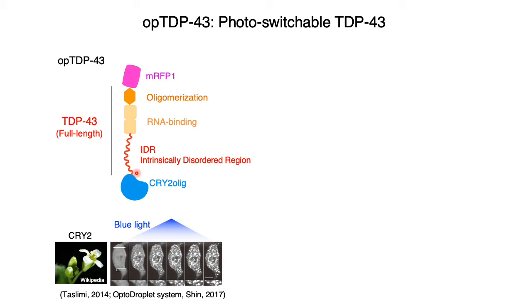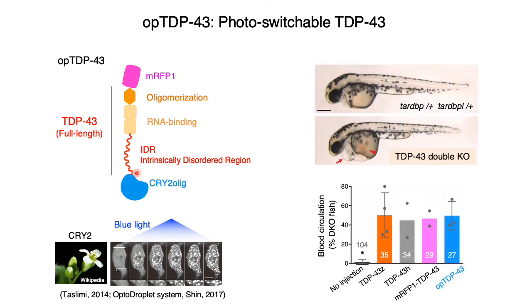So for OP-TDP-43 to be photoswitchable TDP-43, it has to be functional as TDP-43 under dark condition. So we found that OP-TDP-43 is indeed functional because it rescued blood circulation defect of a TDP-43 double knockout fish as efficiently as wild-type TDP-43.